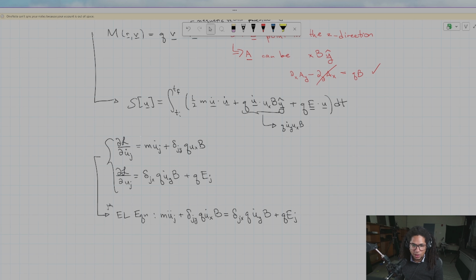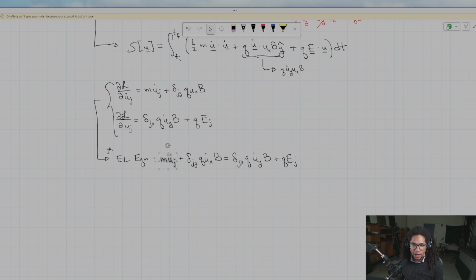Okay, now let's see what this gives us for the force by taking only m u_j on the left-hand side. So this tells us that m u_j double dot is equal to delta_jx q u_y dot b minus delta_jy q u_x dot b plus q e_j. Now, you'll have to go and check this by yourself, but it's not too hard to show that this is the Lorentz force law.